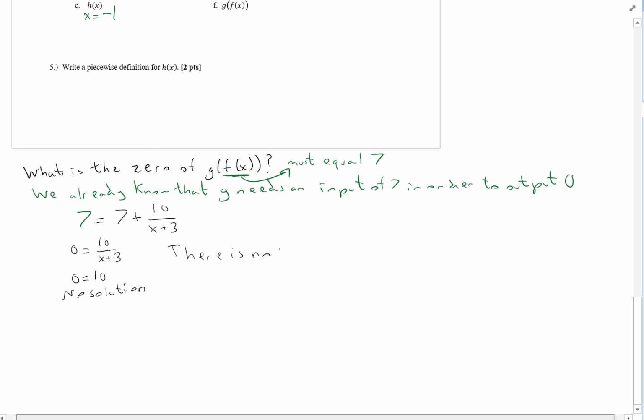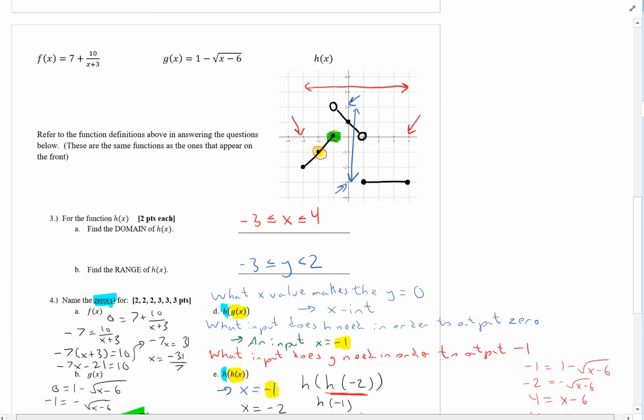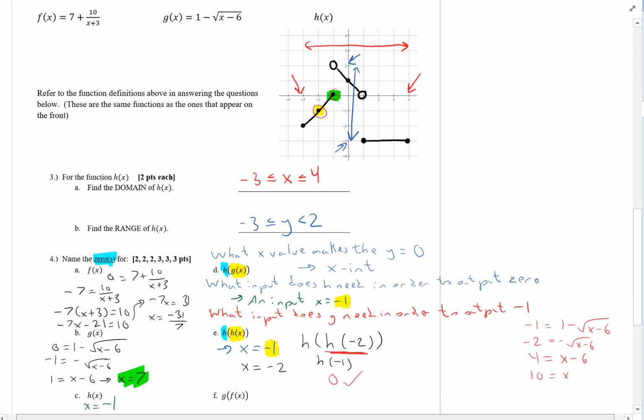What that means graphically is it would never have an x-intercept. There is no 0 of g of f of x. A cool thing otherwise, and I think this is worth doing.